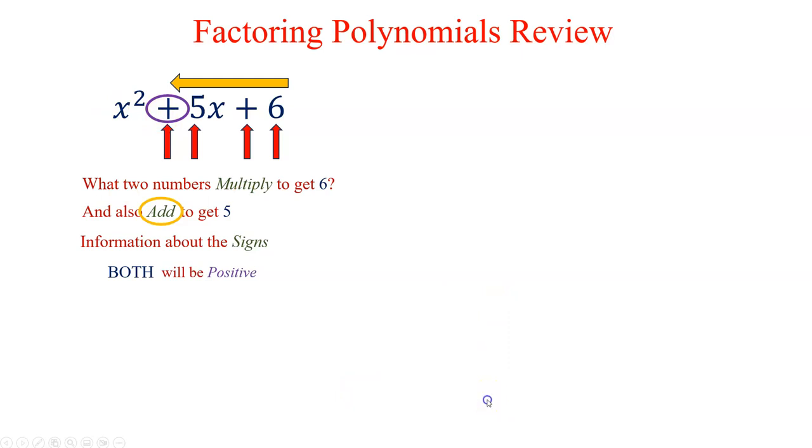Which means you could actually set up your answer. I know that I'm definitely going to have my x's, and both will be plus, or both will be positive. The two numbers that multiply to get 6 and add to get 5 happen to be 3 and 2. My suggestion is when you place the two numbers, always put the larger one first. It's just a suggestion. So x plus 3 and x plus 2.